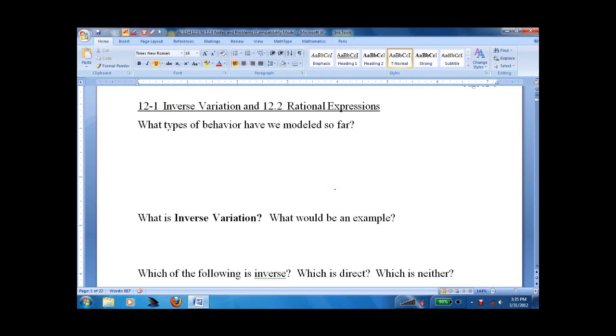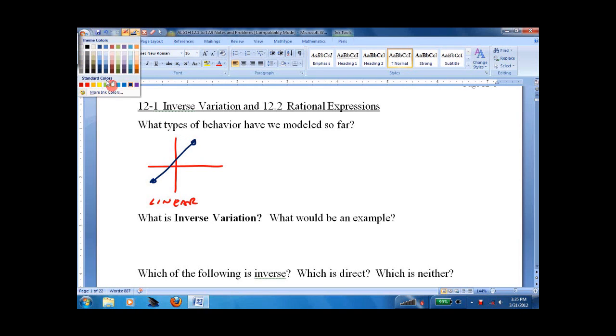Lesson 12.1, Inverse Variation, and Lesson 12.2, Rational Expressions. Let's back up. What type of behaviors have we modeled so far? Well, we've done linear. If you look on a graph, linear, shockingly enough, forms a line.